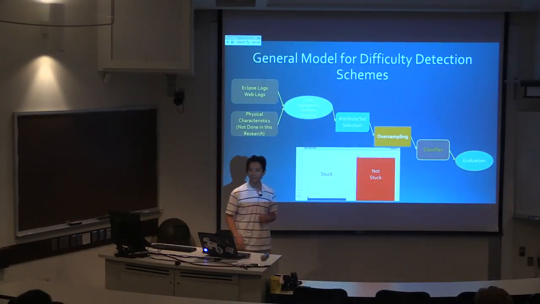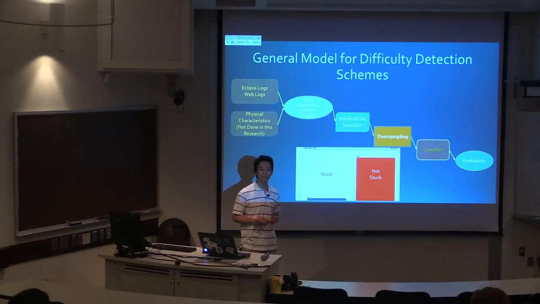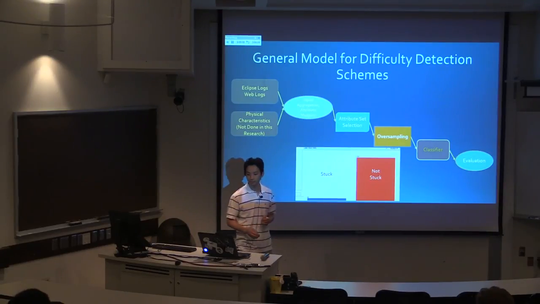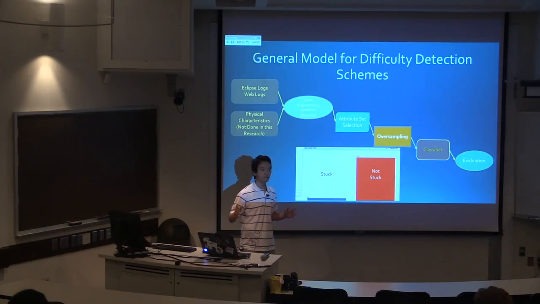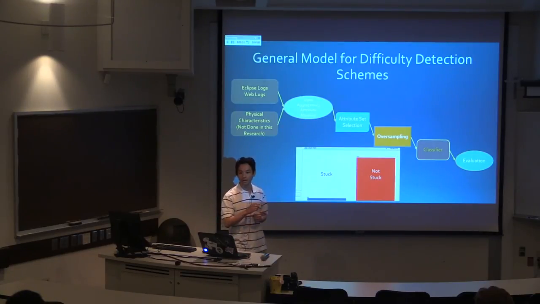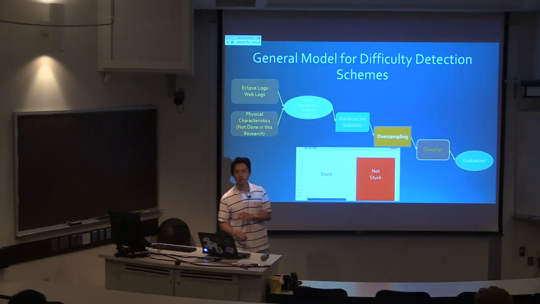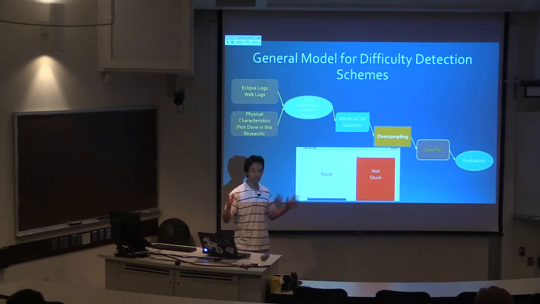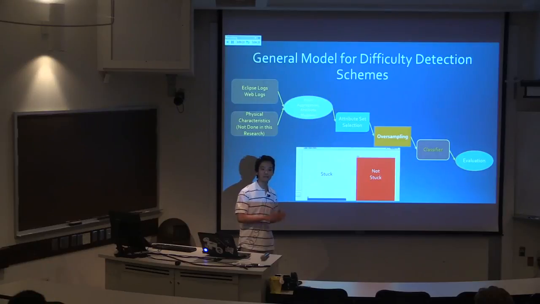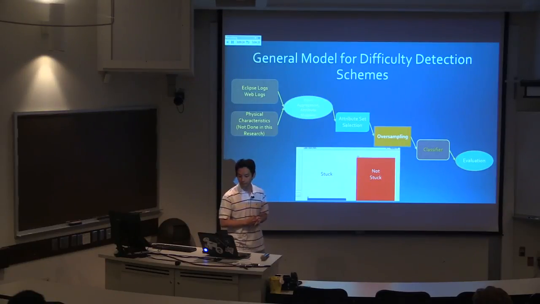So here's a general model for a difficulty detection scheme, aka the design space. We have the inputs, we have the mapper that maps all the inputs to attributes for the classifier, and then we have the set of attributes for the classifier, and then we have the classifier, and finally we have the evaluation stage that trains the classifier and then tests how well it performs.